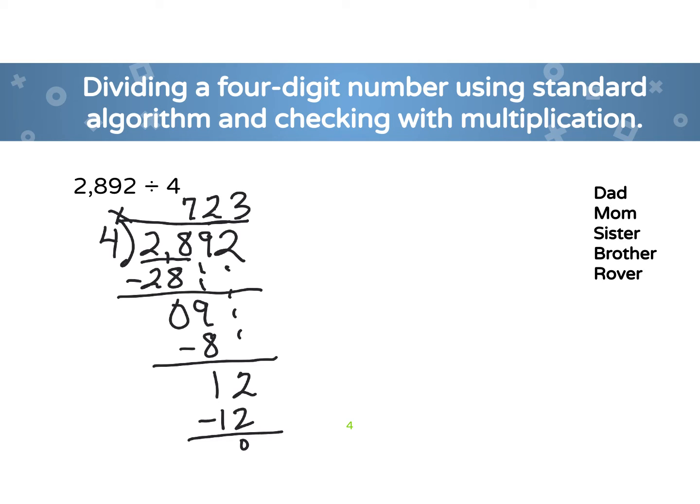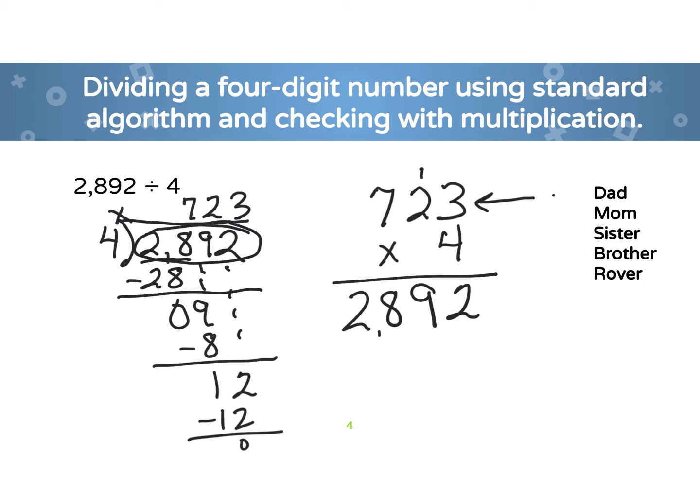Now I'm going to check this by multiplying. I'm going to multiply this number by this number, and I should get this number. Okay, I'm going to do that. You do it in box number 1. Okay, pause the video here and do your multiplication. Okay, if I multiply my quotient, the answer, 723, by my divisor, 4, then I will get my dividend, 2,892. So I know that my answer is correct.